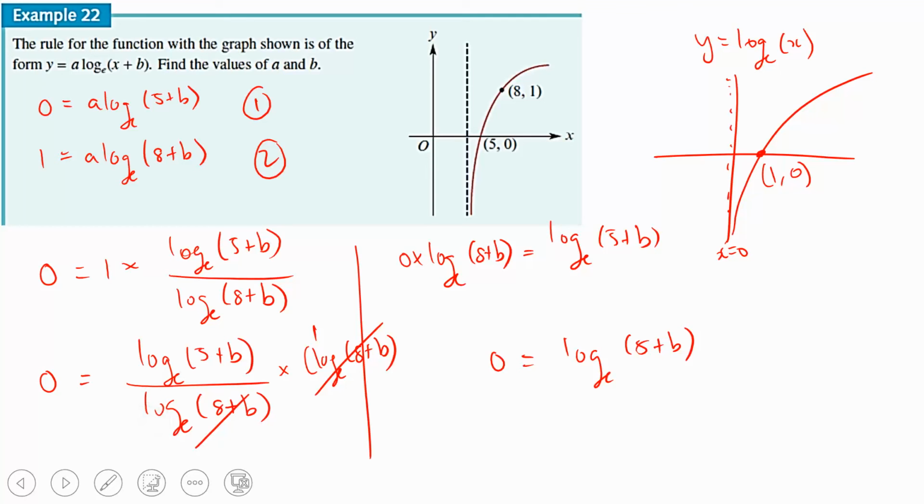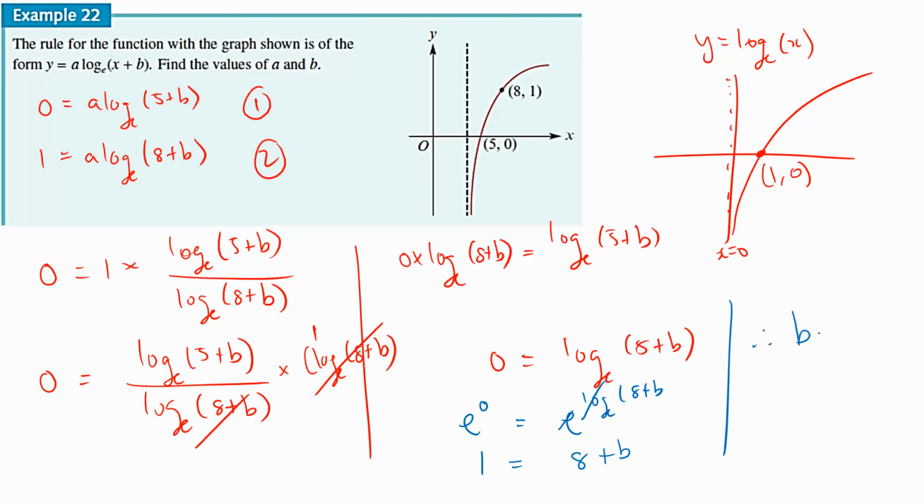I'll do it in blue so you can see. We'll do e to the power of 0 and e to the power of log e of 8 plus b. We know these cancel out. That's 1. So now we've got 8 plus b is equal to 1. Therefore, b is equal to -7.